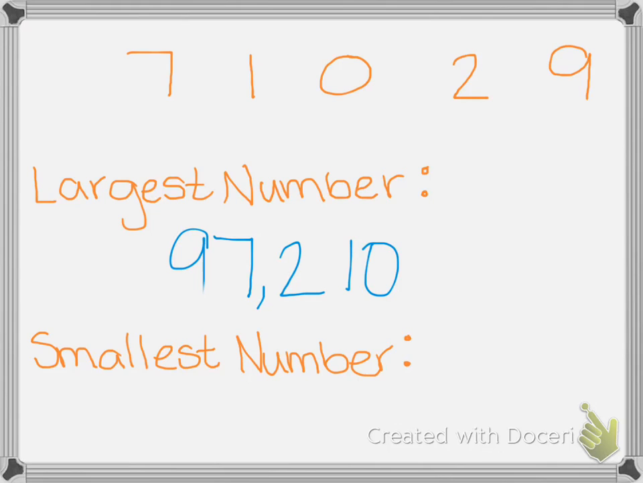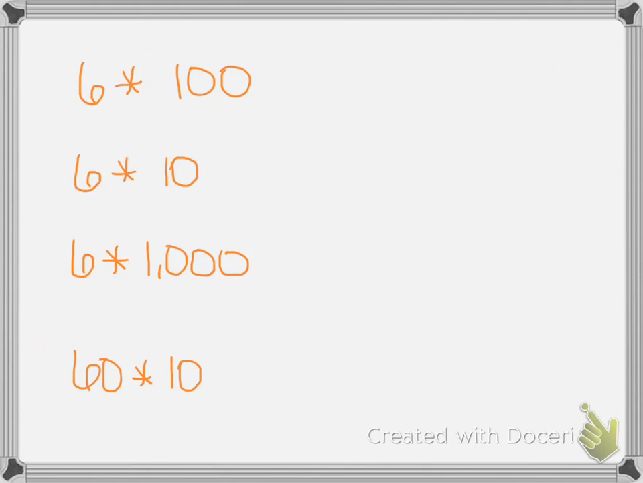Then it wants the smallest number, but it says don't start with 0. So if we can't start with 0, the next smallest number would be 1. Then I'll put my 0. Then 2, 7, 9. So the smallest number I can make with all of those is 10,279.